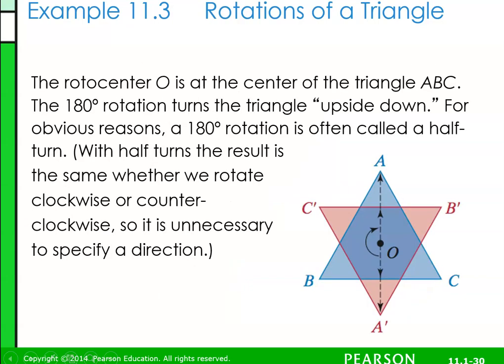Here's another example. Again, the blue is the original and the red is the image. This is the upside-down turn because we're doing 180 degrees. Notice it doesn't say if it's clockwise or counterclockwise, because it doesn't matter. If I do 180 degrees clockwise or 180 counterclockwise, you end up with this exact same image. In this case they are showing 180 degrees clockwise, but you don't necessarily have to specify that.